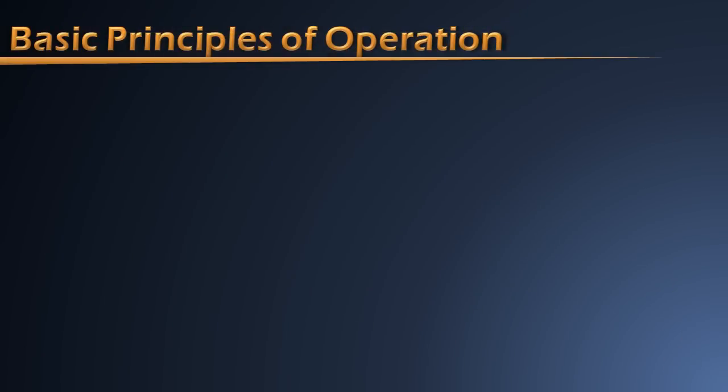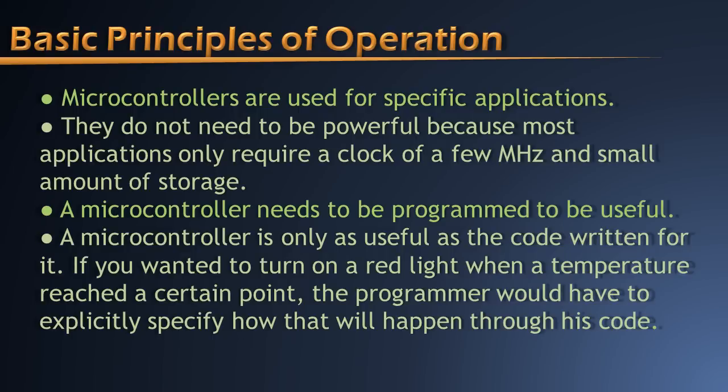So let's think about what the basic principles of operation of a microcontroller are. We really haven't talked about how microcontrollers work at all. We've described a lot of what, but we haven't really talked about how or why much. So we're going to start getting into some more actual engineering stuff here. Microcontrollers are used in specific applications. They don't need to be powerful, because the applications they are used in don't really require a lot of power or a lot of storage or a lot of memory or whatever.